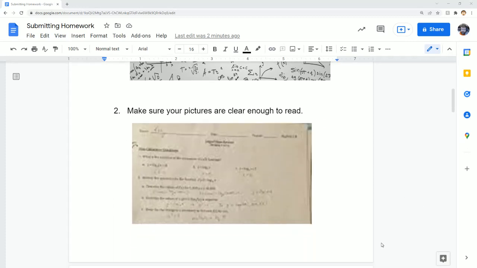Number two, make sure your pictures are clear enough to read. I get a lot of submissions that look like this, that there's absolutely no way that I could ever make out what it says because the picture was either taken with too low a resolution or from too far away, too much glare, too dark, etc. So please do make sure that you look at that before you include it.